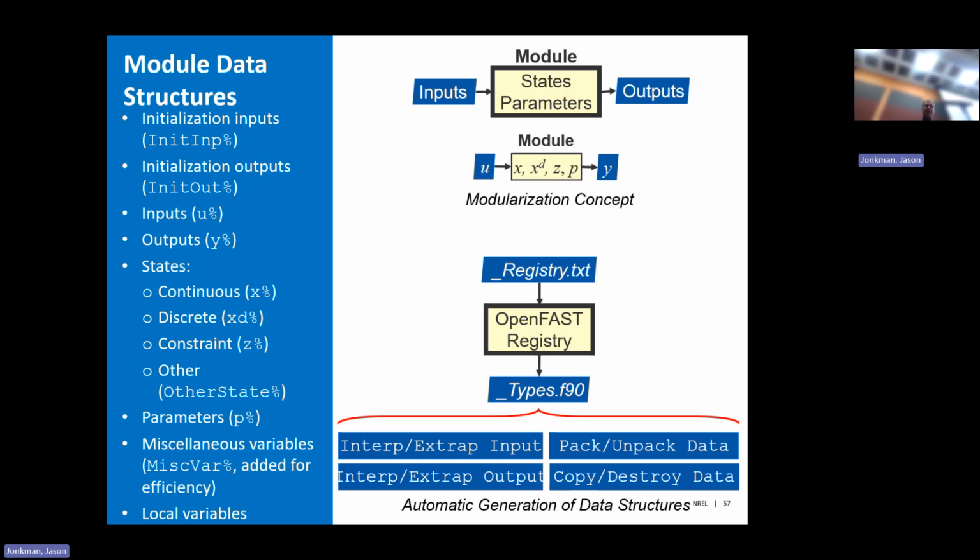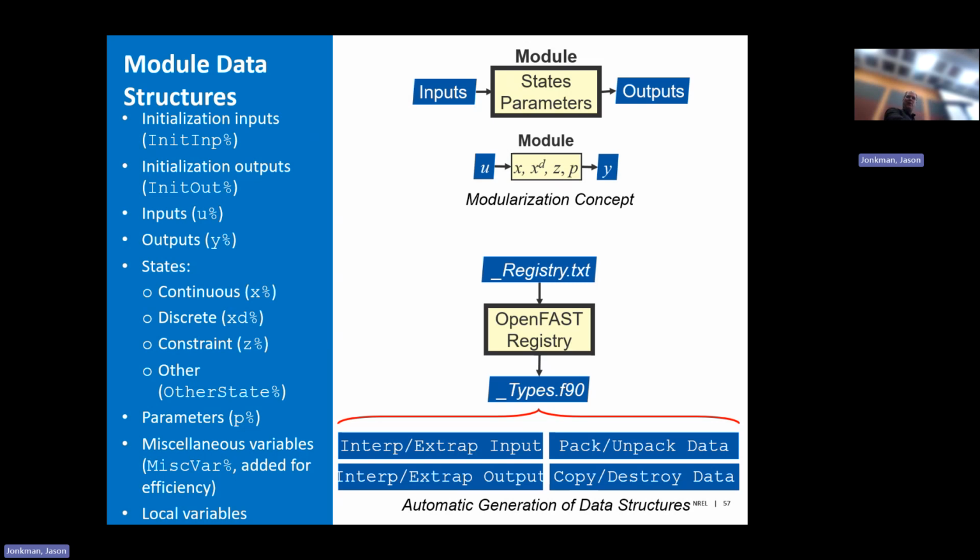There's a few other things you'll see. There's what's called a MISC var. It's mostly like a local variable, but maybe it's a big array that we don't want to allocate every time step, and so we store it as a MISC var. It's basically a way to make it more efficient. And if it doesn't have any of these percentage symbols in front, it's really a local variable, only used by that subroutine.